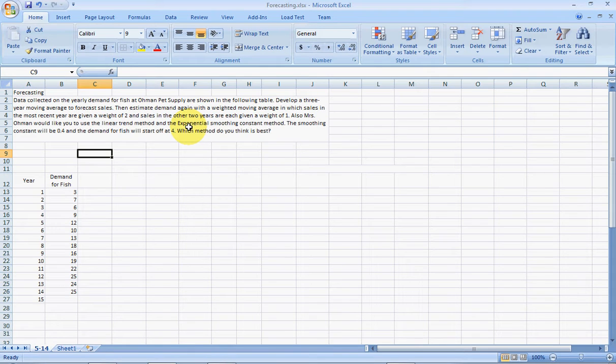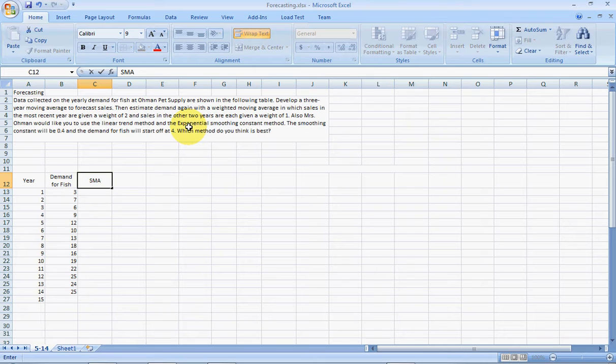In this tutorial I'm going to be doing forecasting. So I'm going to be doing simple moving average, weighted moving average, exponential smoothing or smoothing constant, and linear trend. So let's first start off with simple moving average.